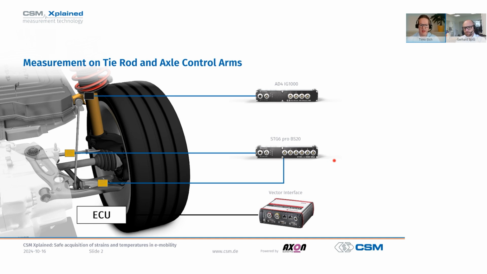And if we measure the spring travel, we would take a potentiometric displacement transducer, which is connected to a measurement module that is ideally suited for that purpose, such as the 84 IG1000 from CSM. And for reading the speed, for example, from the body CAN bus, a VN interface could be used from our partner Vector Informatik. We have already covered this topic in detail in another episode of CSM Explained entitled Durability Measurements in E-Mobility. Please feel free to take a look at our CSM Explained archive on our website.